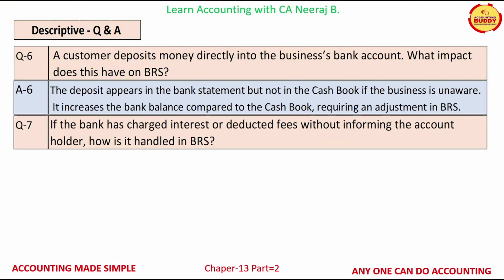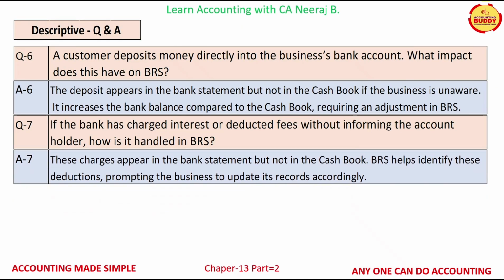Question number 7 is, if the bank has charged interest or deducted fee without informing the account holder, how is it handled in BRS? Answer number 7 is, these charges appear in the bank statement but not in the cash book. Bank reconciliation statement helps identify these deductions, prompting the business to update its records accordingly.